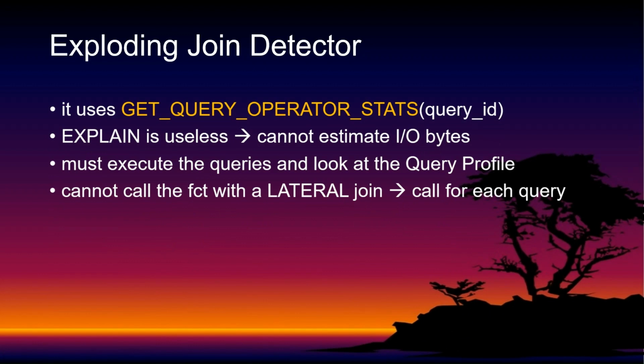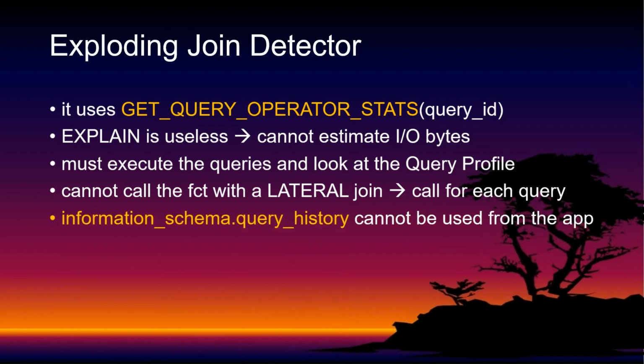We cannot call the function with a lateral join. We've seen this call for each query, and that's a generic problem. I remind you that they created get query operator stats with some limitations. You cannot pass as query ID a column from a previous result set. It is what it is. Check the references that I left you there, because there are Snowflake employees discussing this one and coming up with some hacks.